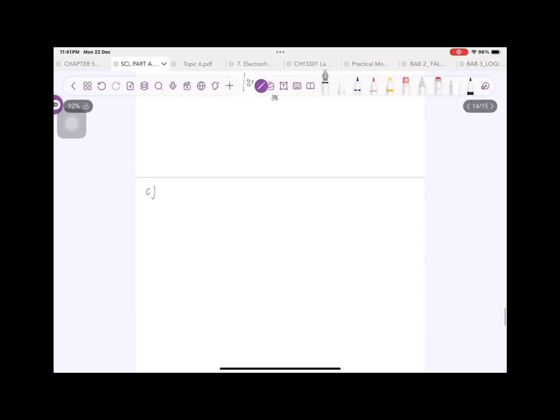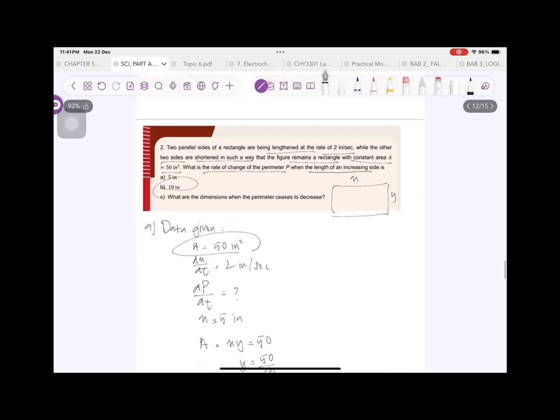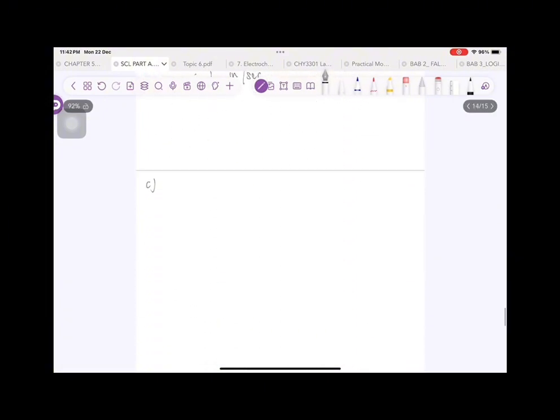C. What are the dimensions when the perimeter ceases to decrease? Okay, the perimeter will cease to decrease when the rate of the perimeter is equal to 0. So we know dP over dt is equal to 4 minus 200 over x squared equal to 0.